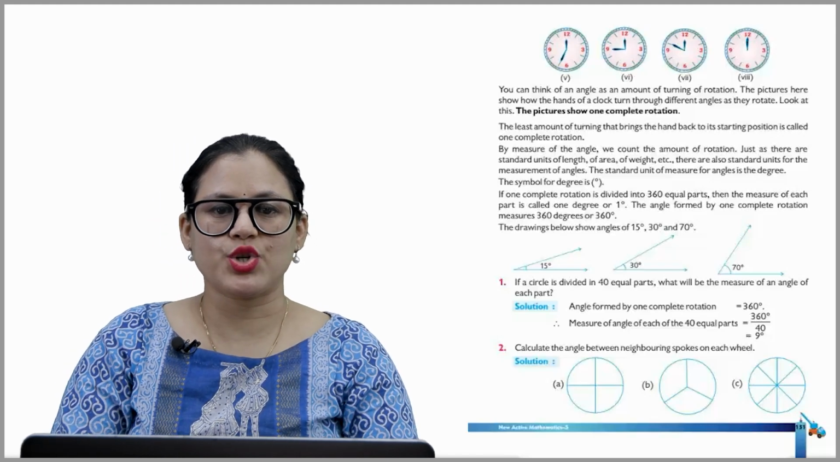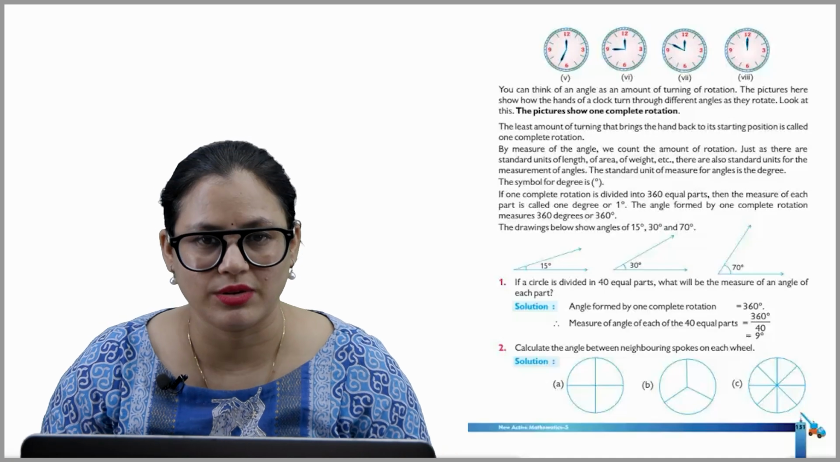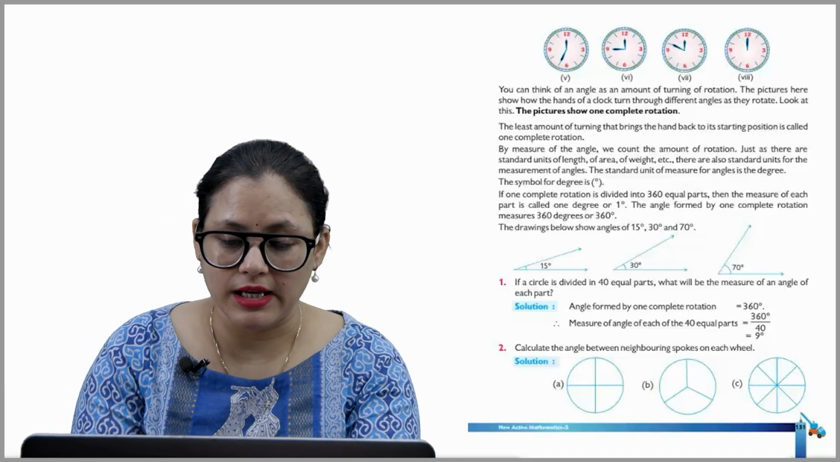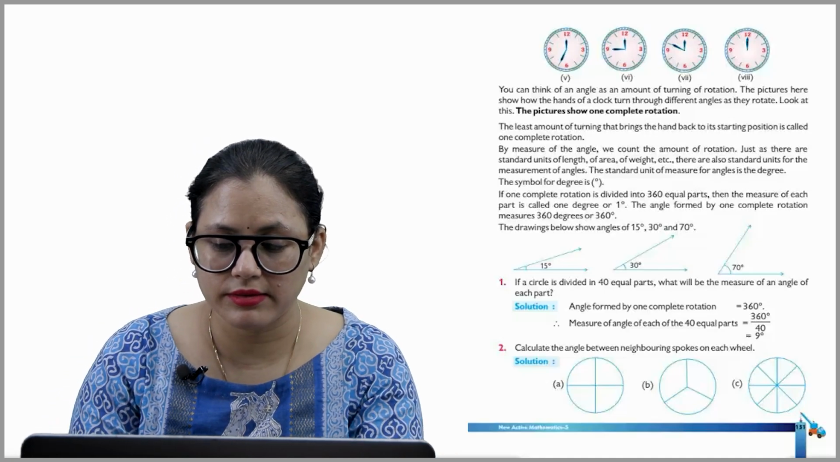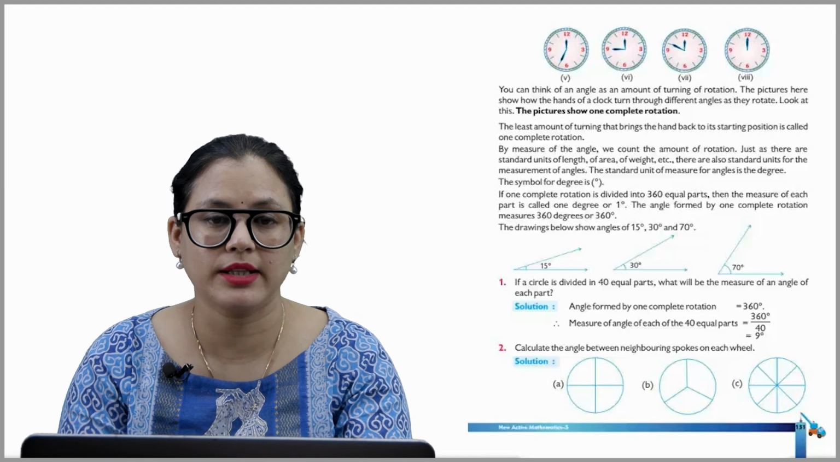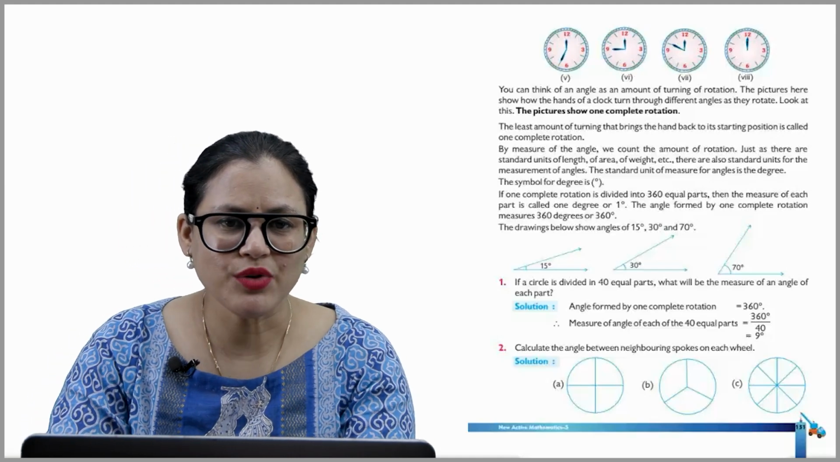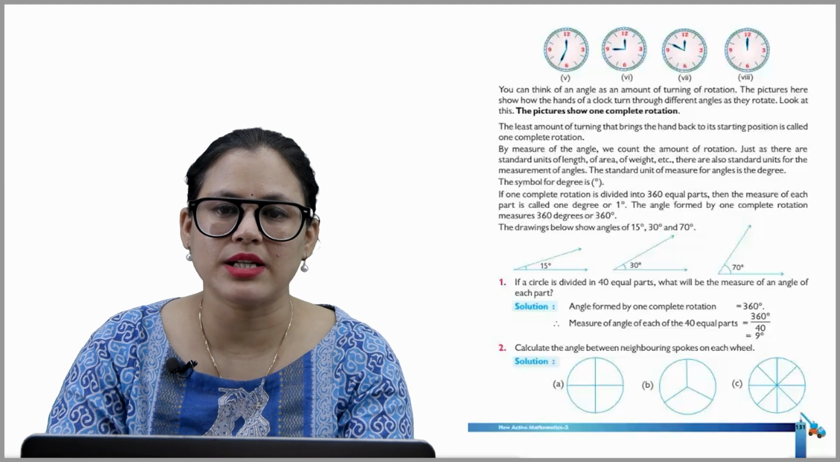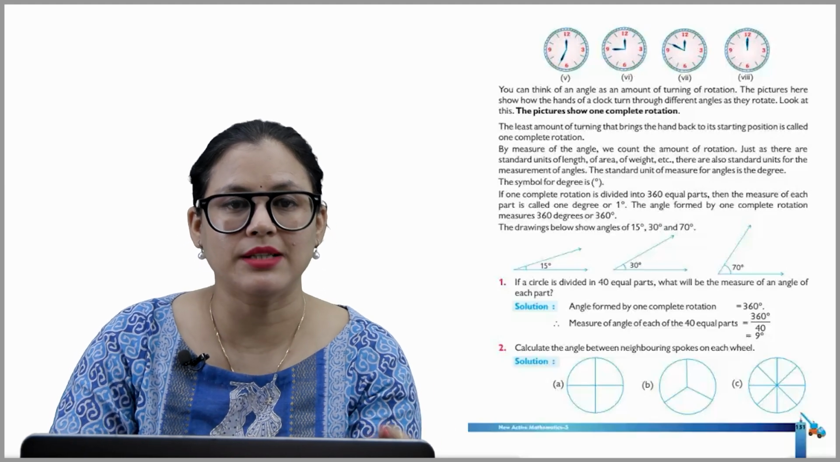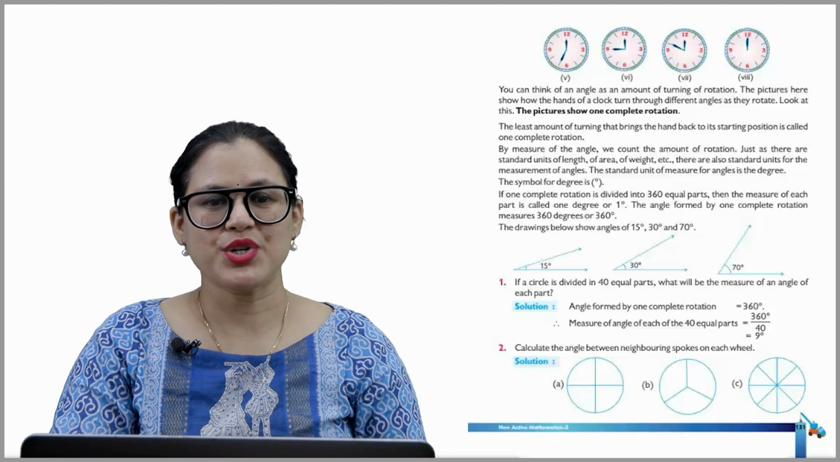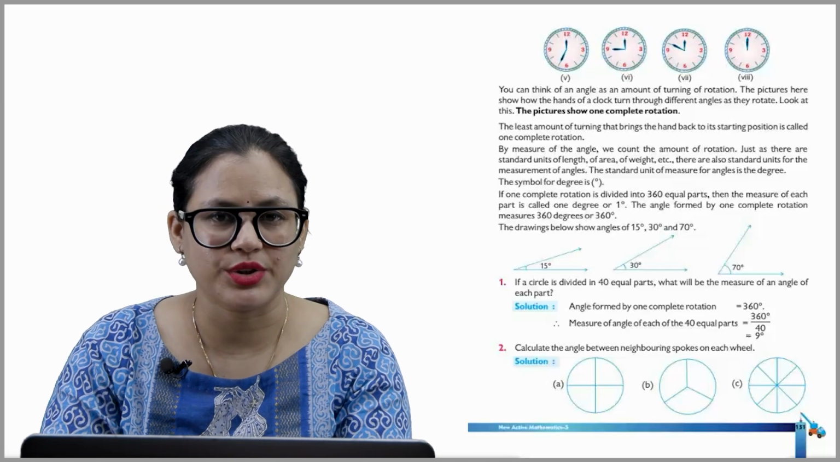Look at this. The picture shows one complete rotation. See, these are the angles made by the clock. And this picture is showing one complete rotation. The least amount of turning that brings the hand back to its starting position is called one complete rotation. By the measure of the angle, we count the amount of rotation.